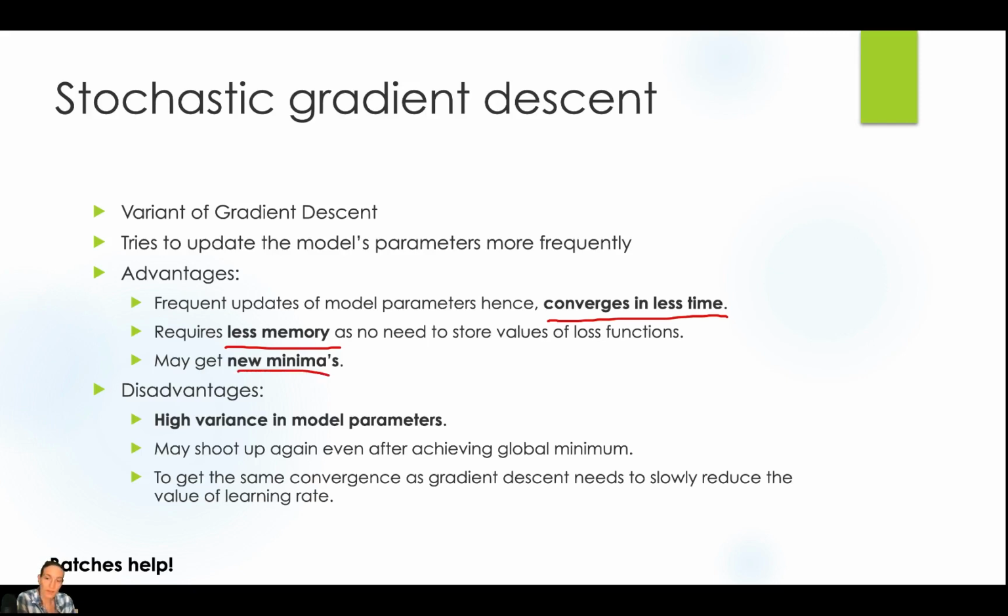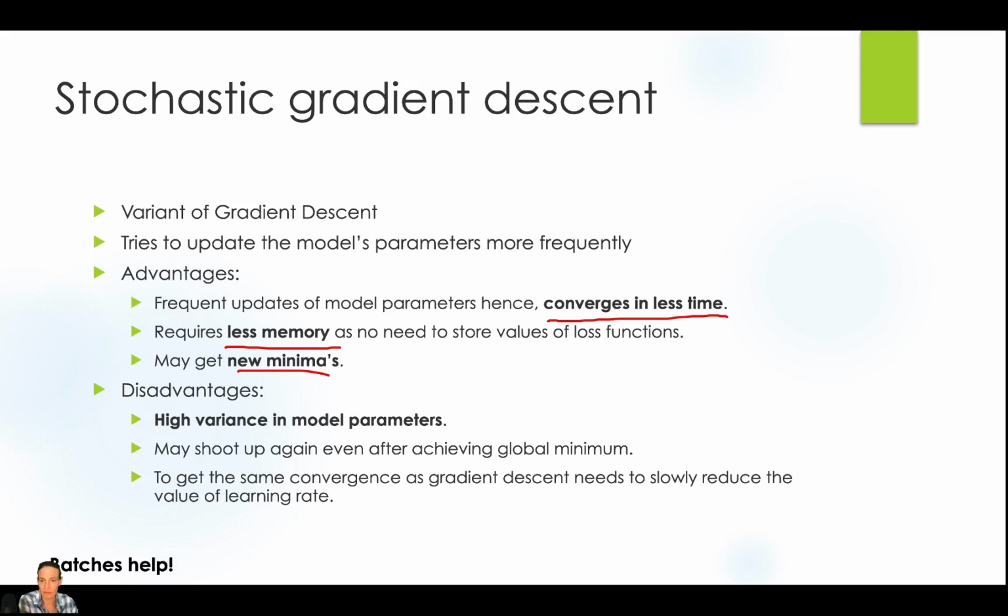Exciting. So some of the disadvantages is there can be a high variance in the model parameters. Okay. So it may shoot up again after achieving a global minimum. Why is that? Because what is the global minimum might be, if we take a particular batch, it might have a different minimum than the global minimum for the data set. Okay, so that's sort of a balance, that it might temporarily go out of the global minimum.